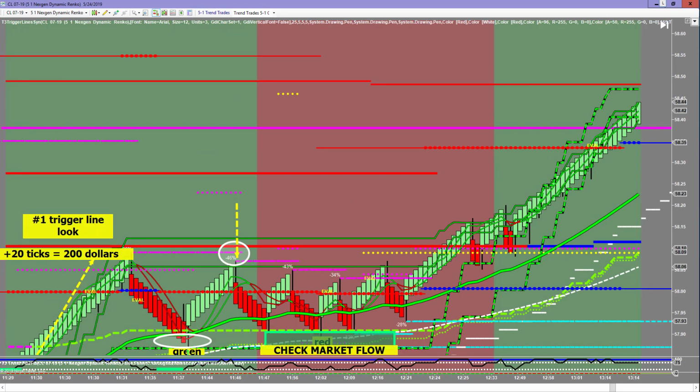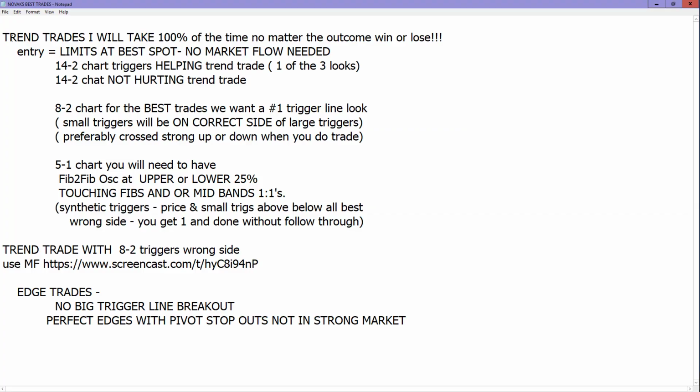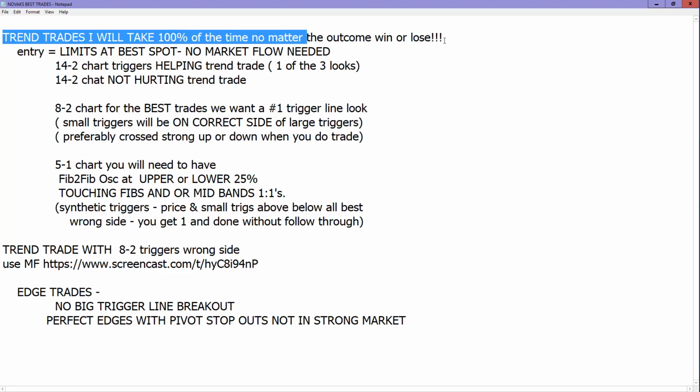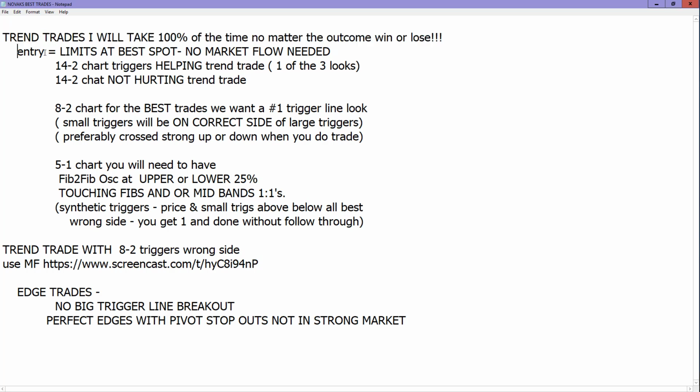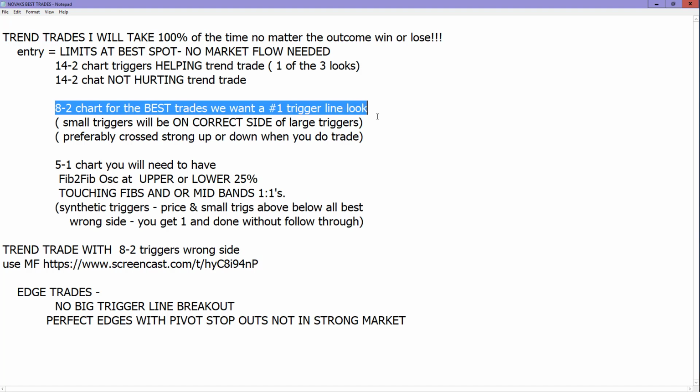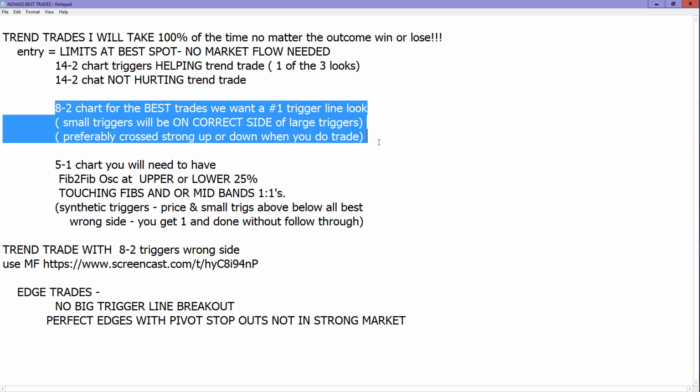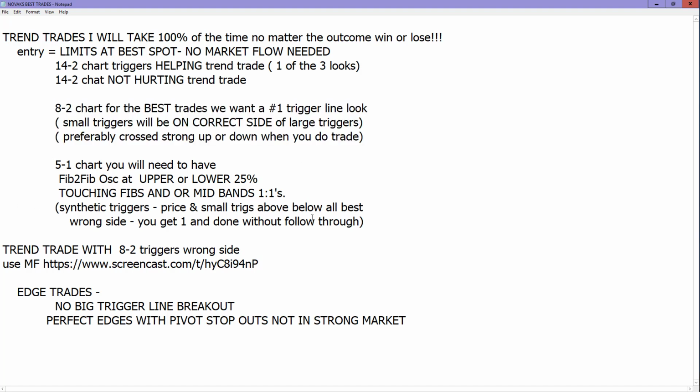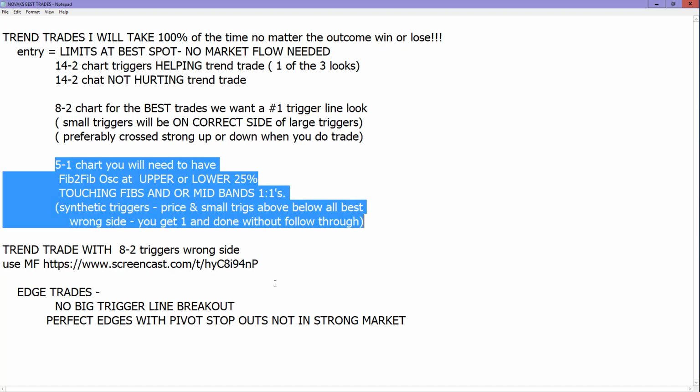So again, think about the plan now. Trend trades that you will take all of the time, no matter what. You're going to place an entry order or a limit order at the best spot, no market flow needed, when the 14-2 triggers are perfect, when the 8-2 chart is in the best number one trigger line look, small triggers on the correct side of the large, so I know we beat this up a lot. And then obviously an area on the 5-1 chart.